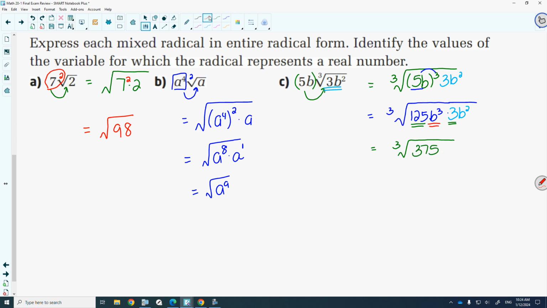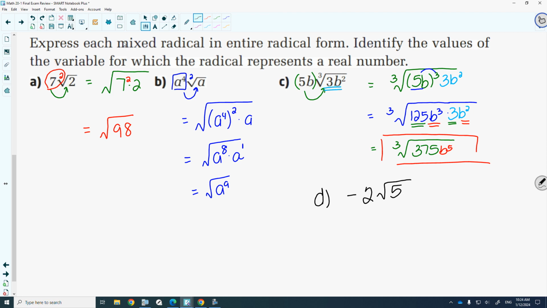And like terms, Scarlett, how many b's would I have in my radicand? b to the 5. Let's just add one that I know we talked about. So just a very basic one. Negative 2 root 5.